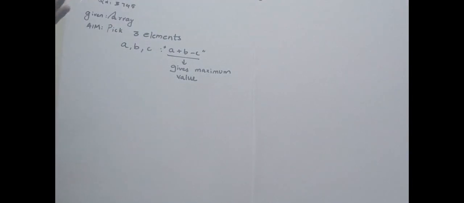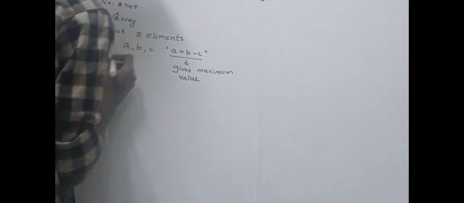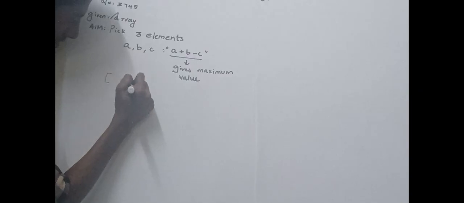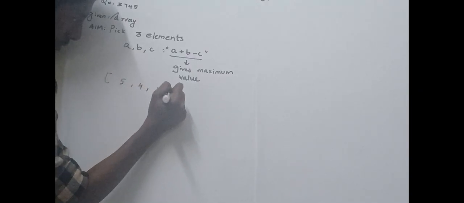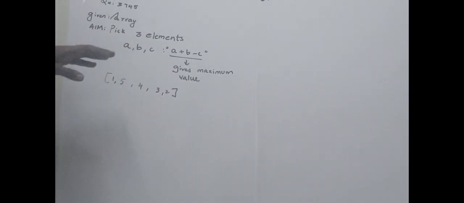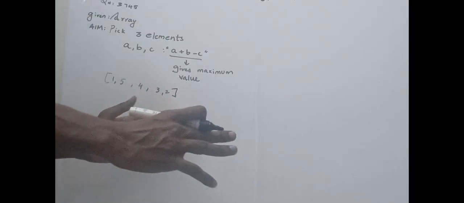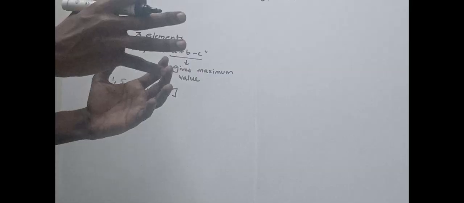Okay, so LeetCode contest 476, and here's the question. You're given an array, let's say something like 5, 4, 3, 2, 1. Let's keep it like this. Now we have to pick three elements from this, A, B, and C, such that A plus B minus C gives you the maximum possible value.